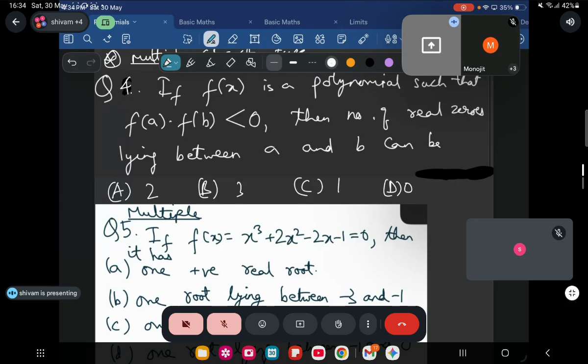Okay. So f of x is a polynomial such that f of a into f of b is less than 0. What does it mean, everyone? Product of two numbers is given negative. It means one is positive, the other one will be negative, right? Either f of b is negative and f of a is positive, or the reverse. Both cases can happen, but they are of opposite signs, right?